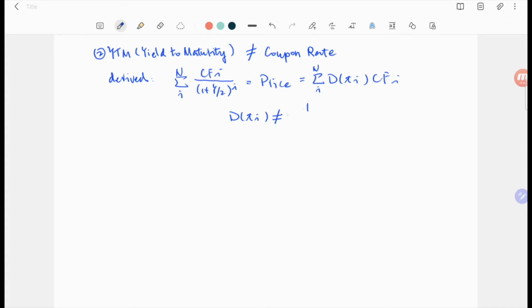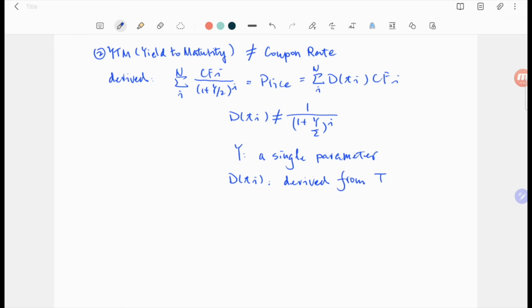The price is determined by the discount factor, and this does not equal to 1 over 1 plus y halved, because the yield to maturity is a single parameter for all the periods, while the discount rate is different for different periods. For example, the 2-year rate and 10-year rate are not really the same. If the discount rate is constant over time, then yield to maturity would be equal to that.